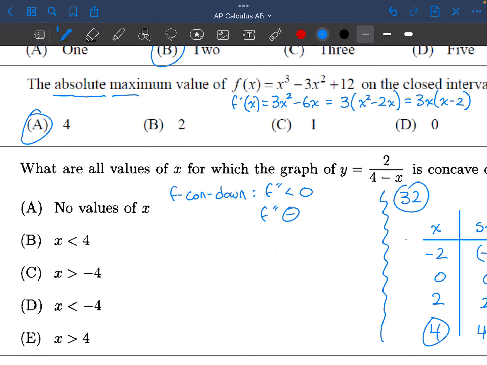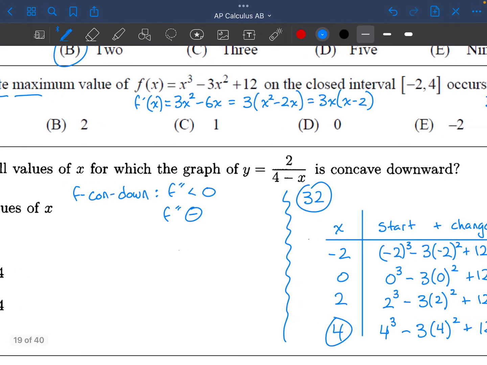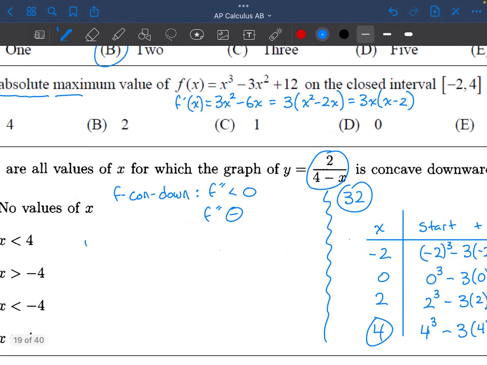So I'm going to have to find the second derivative, which is kind of annoying because I have a fraction here. Or do I? You can go ahead and rewrite this and say that y is equal to 2 times the quantity of 4 minus x to the power of -1, and you don't even need to do product rule, because you can just take the derivative of this over and over, and then you multiply by 2 at the very end.